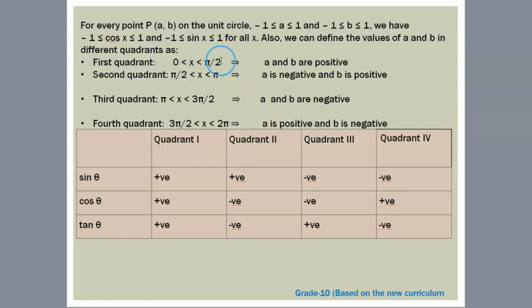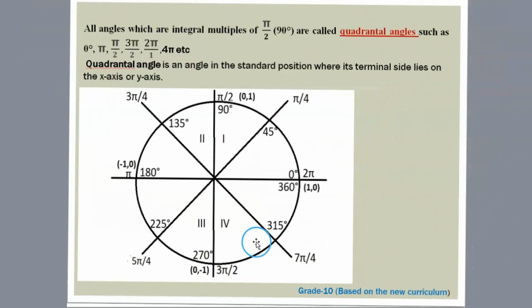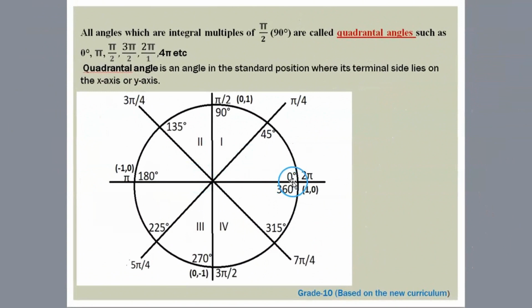The other one: in the first quadrant, x is positive and y is positive. Therefore, in the coordinate point (a, b), a and b, meaning the x and y coordinates, are both positive. In the second quadrant, a is negative and b is positive. Look, the angle measure in the first quadrant is between 0 and 90 degrees.